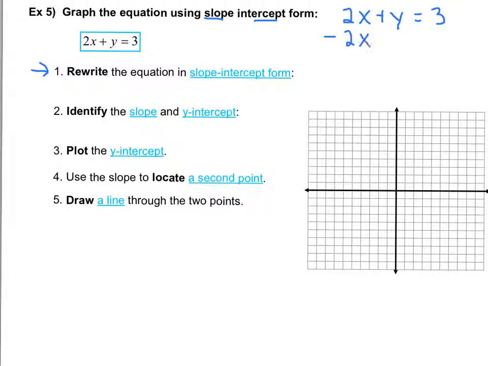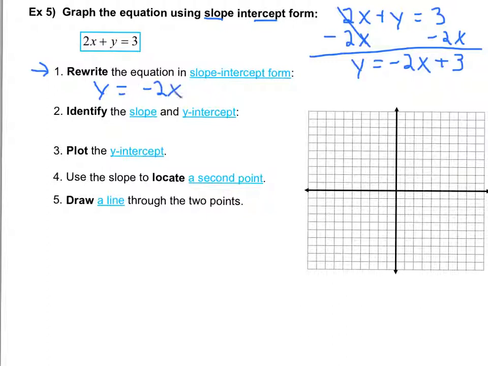So if I subtract 2x from both sides, and I draw a line, this goes away, and I get y equals. Now I want to always put the x first because I want it to be in the slope-intercept form. So I get y is equal to, and I'll rewrite it down here, negative 2x plus 3. All right, so that's the first step.